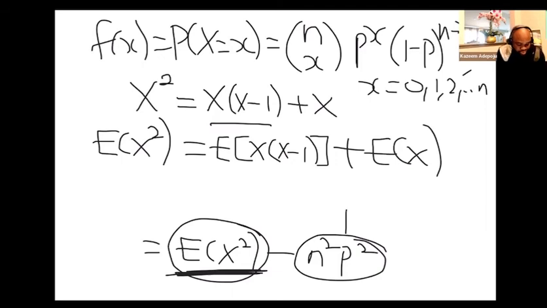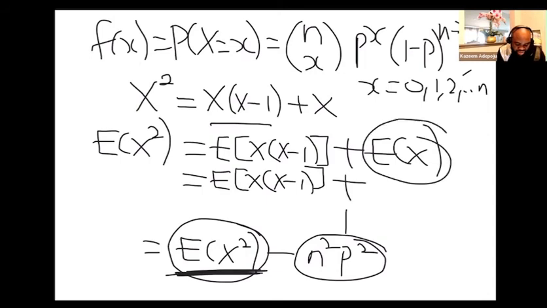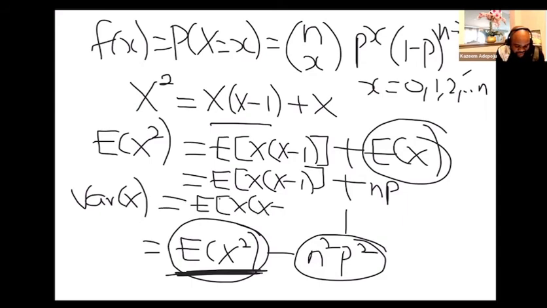Okay, and you know what? It means what I just need now is the expected value of x into x minus 1. I already know this guy to be np. If I want to rewrite the old variance of x now, I'm actually going to write expected value of x into x minus 1, plus np minus n squared p squared. That is what I'm going to write now.